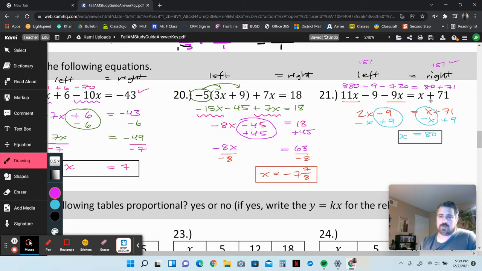So once again, when you have variables on both sides, get all your variables to one side. And then once you have them on one side, get all your numbers the other way. Make sure the variables are isolated on one side without the numbers. And then how do you undo times by whatever the coefficient is? Divide by whatever that coefficient is to find the value of the variable. Okay.